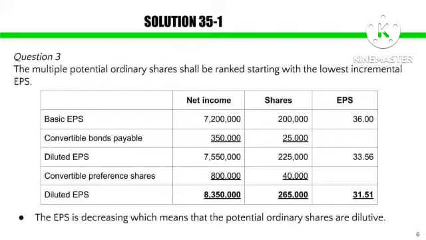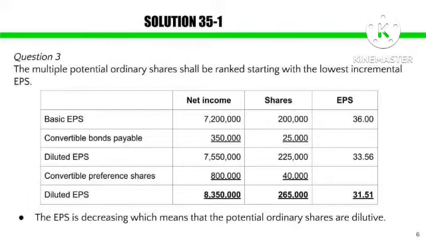For question number 3, note that the multiple potential ordinary shares shall be ranked starting with the lowest incremental EPS. By using the formula net income over shares for solving the amount of basic EPS and diluted EPS, we can see that the EPS is decreasing, which means that the potential ordinary shares are dilutive. So for basic EPS, we have a net income of 7.2 million and the shares of 200,000, which gives a basic earnings per share of 36 pesos.